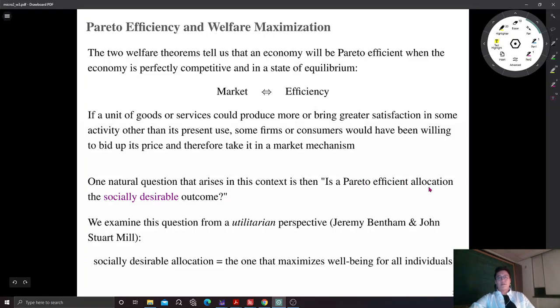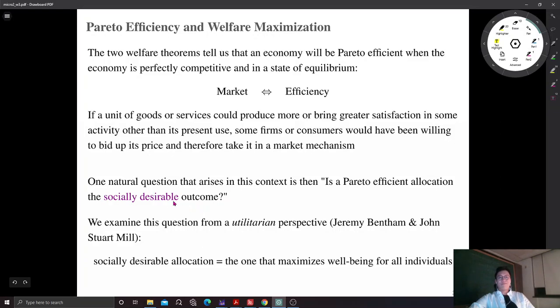Is a Pareto efficient allocation, from the social point of view, the most desirable outcome, right? If that is true, then we can say the market achieves the most desirable outcome. But from the two welfare theorems, what we can tell is just that the market achieves Pareto efficiency. So we have to better understand this Pareto efficiency by getting into this notion. Then, in order to answer this question, we have to think about what is a socially desirable outcome.